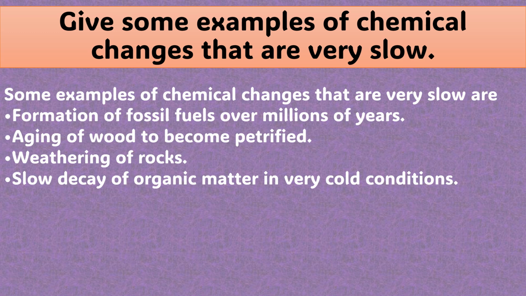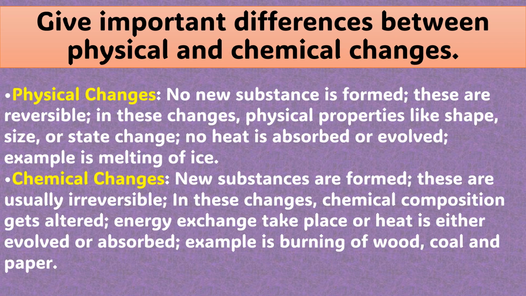Question number 26. Give some examples of chemical changes that are very slow. Answer. Some examples of chemical changes that are very slow are formation of fossil fuels over millions of years, aging of wood to become petrified, weathering of rocks, slow decay of organic matter in very cold conditions.